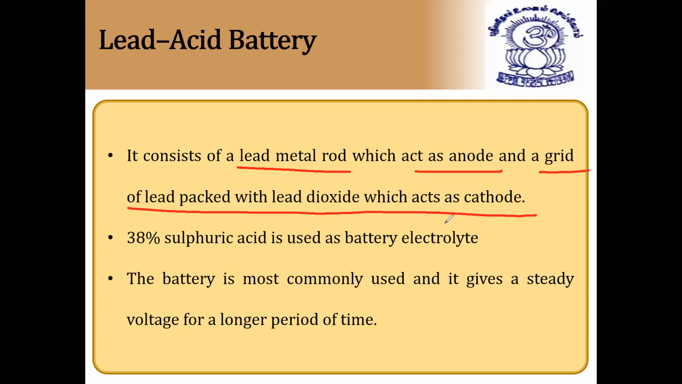And here the electrolyte is very important. That is 38% sulfuric acid, used as the battery electrolyte. And the battery is most commonly used, and it gives a steady voltage for a longer period of time. And this battery we are using in motor vehicles like cars and bikes.